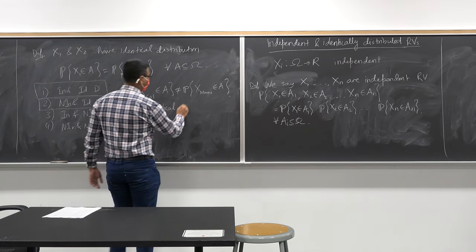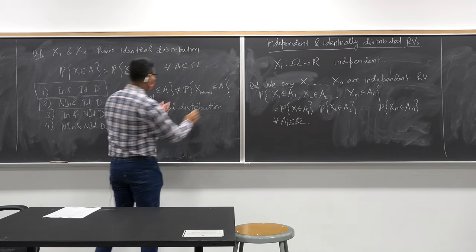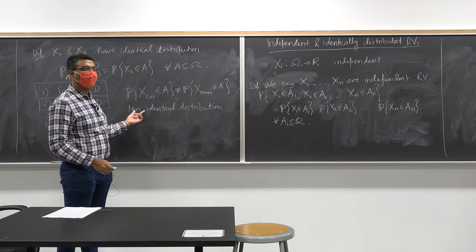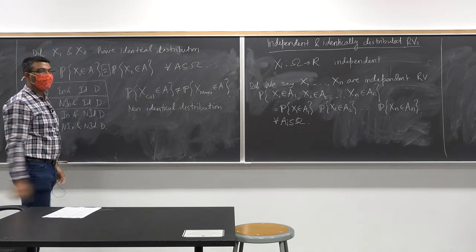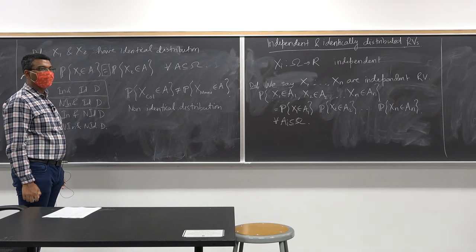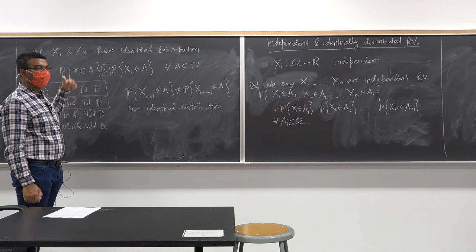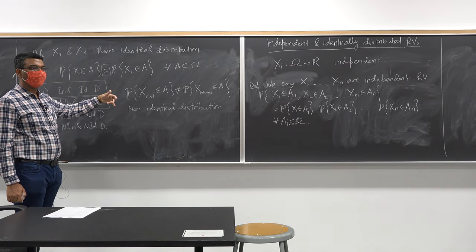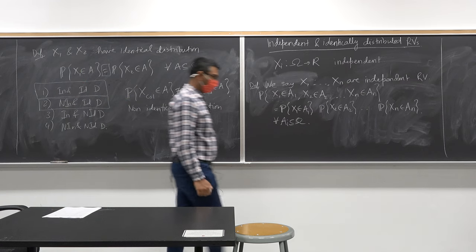Non-identical distribution. How is it related to identical distribution? I mean, it's not, right? So that's why it's non-identical. So in identical distribution, you have equality here. So in that case, the probability of accidents in Columbus on day one versus on day two is the same. Okay. So that's identical distribution.